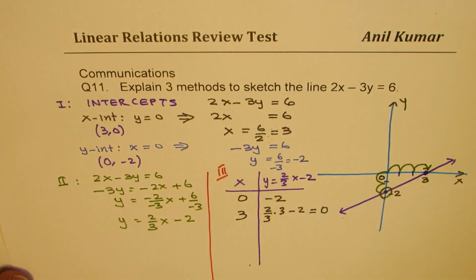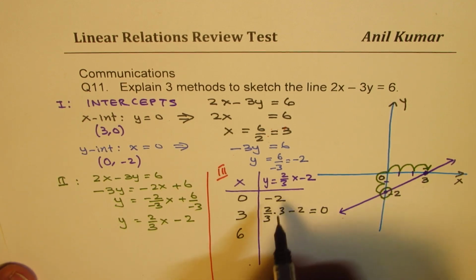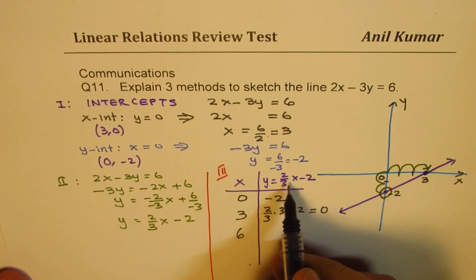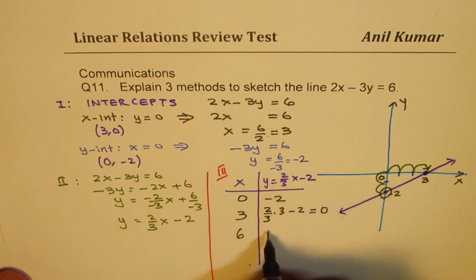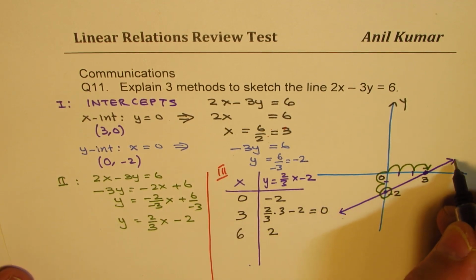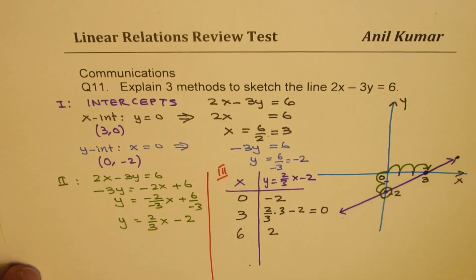By selecting a few points, correct? So I could have taken 6 also here. So let me write 6 here. If I write 6 for x, 6 goes 2 times, 4 minus 2 is 2. So we get a y value of 2, right? So 6, 2 will be our next point on this particular line. Let's say here. Is it okay? So that is how you sketch your line. I hope this concept is clear. So we are done with the communication part.